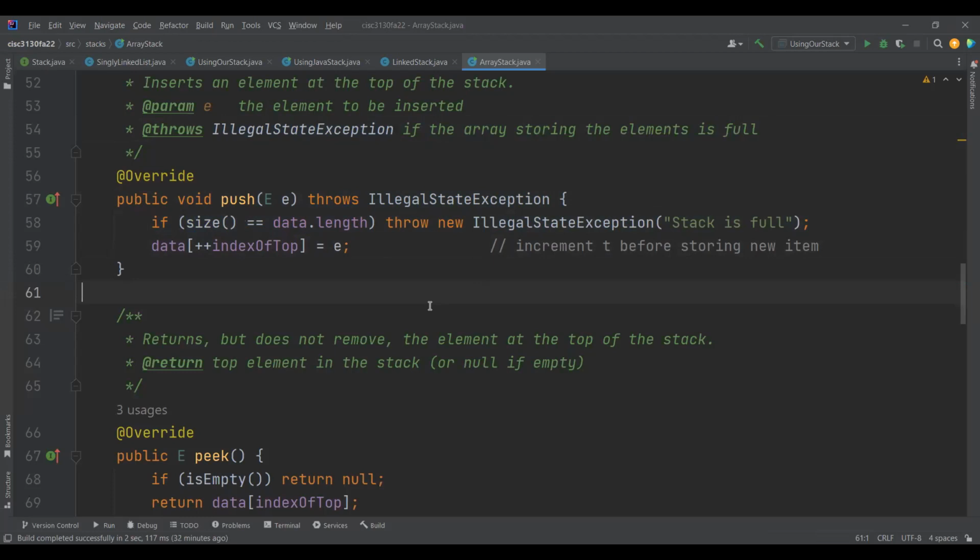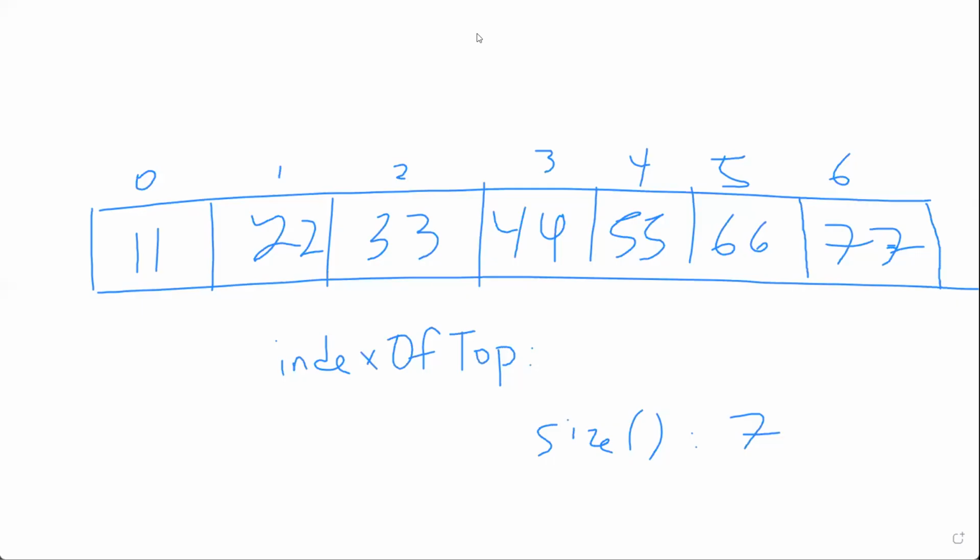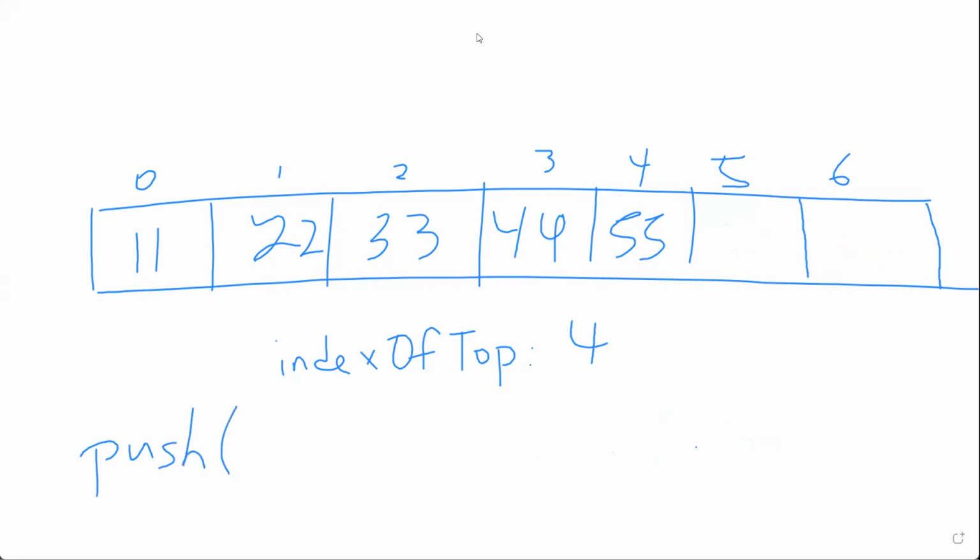All right, now what happens if the array is not full? So let's say we have a situation like this. We have an array of 7 elements with indexes 0 through 6, and let's say the size right now is 5, right? So we have 5 elements. The index of top right now is 4. Okay. Now suppose I say push, let's say 66. So I want to push 66 onto the top of the stack.